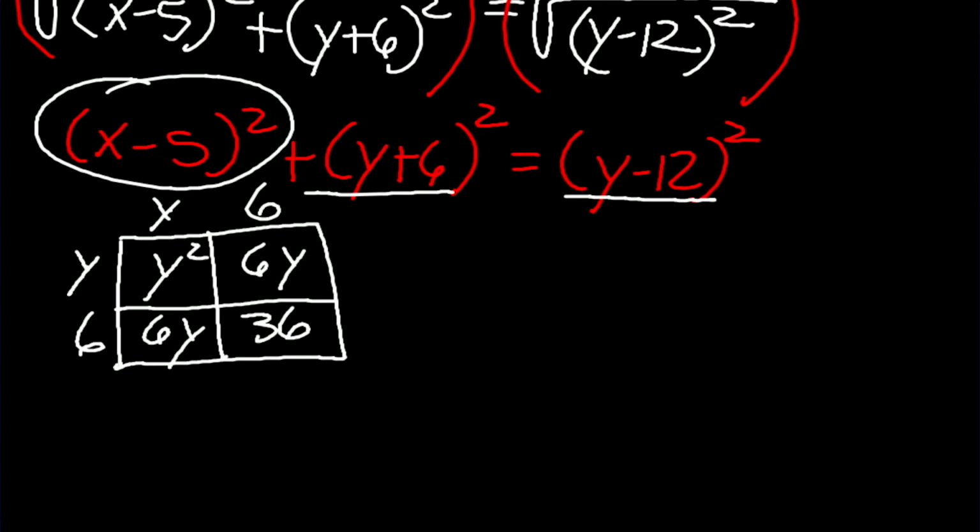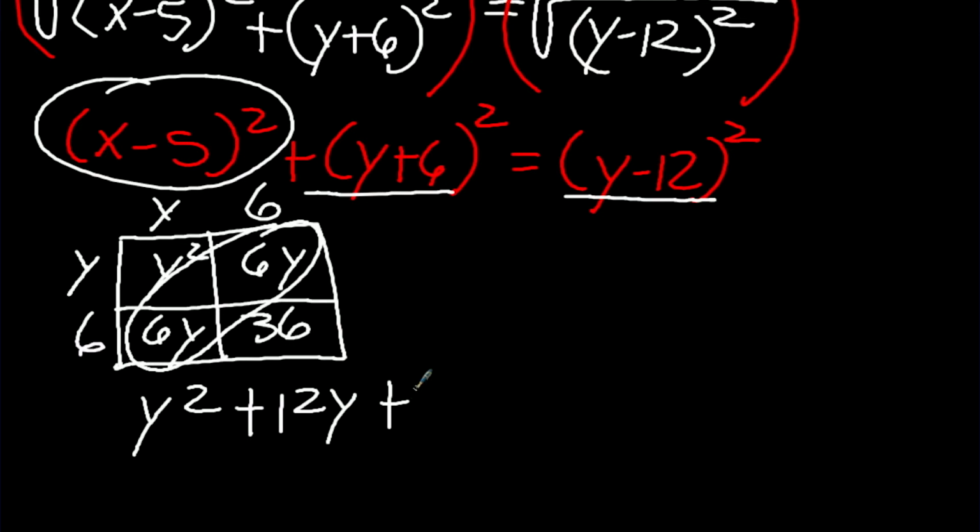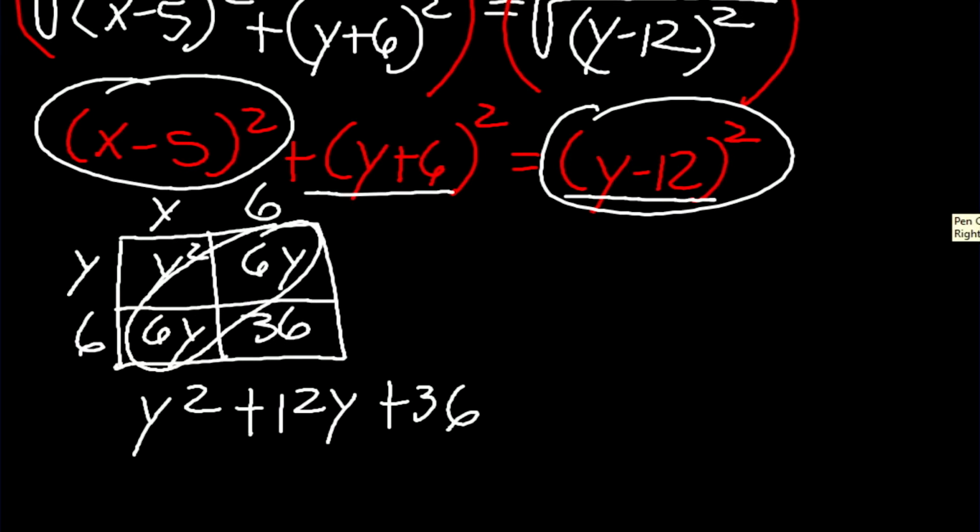Now I'll pull that out and simplify or combine like terms. So I have y squared. Now notice on the diagonal, I have 6y plus 6y gives me plus 12y, and then I have plus 36. Okay, I want to do the same thing with this portion of it. So I'm also going to window that as well.